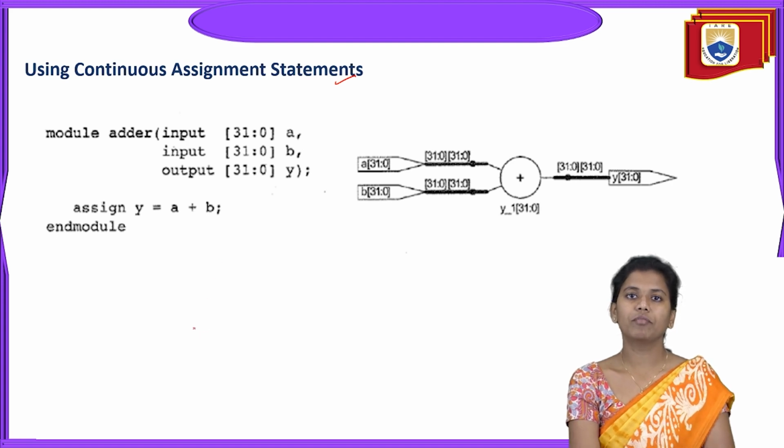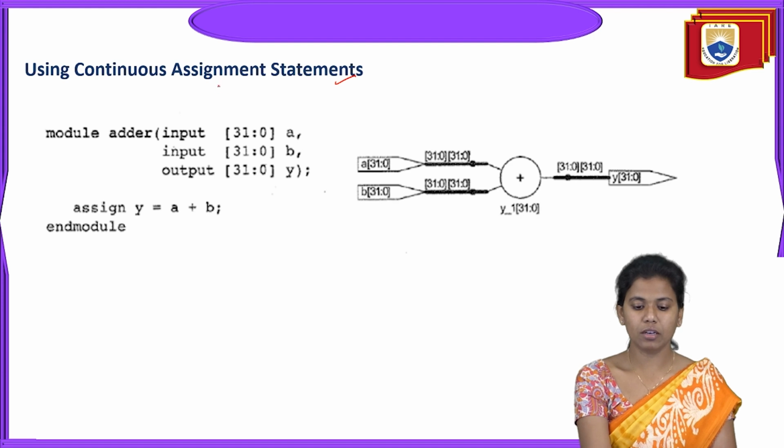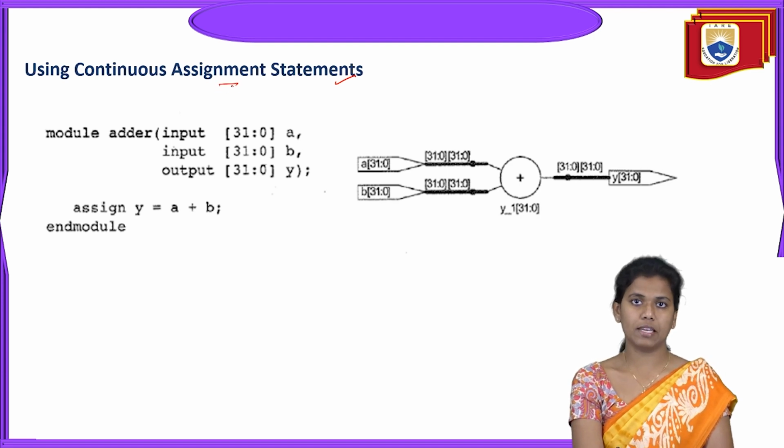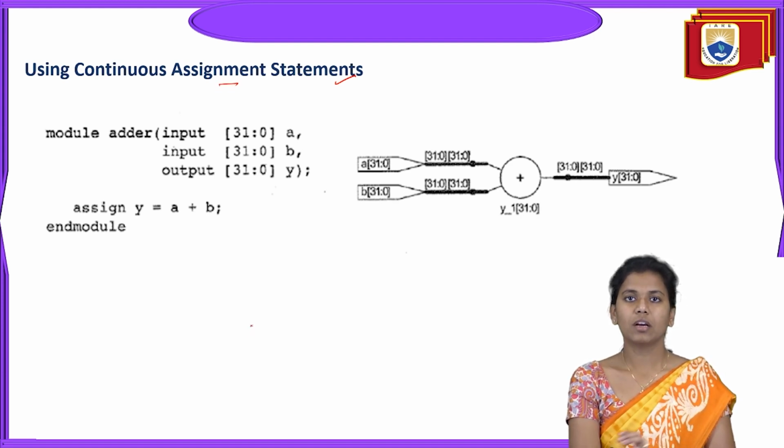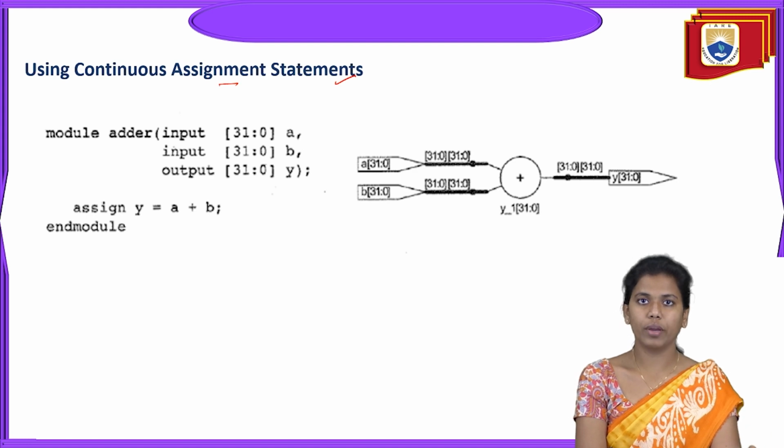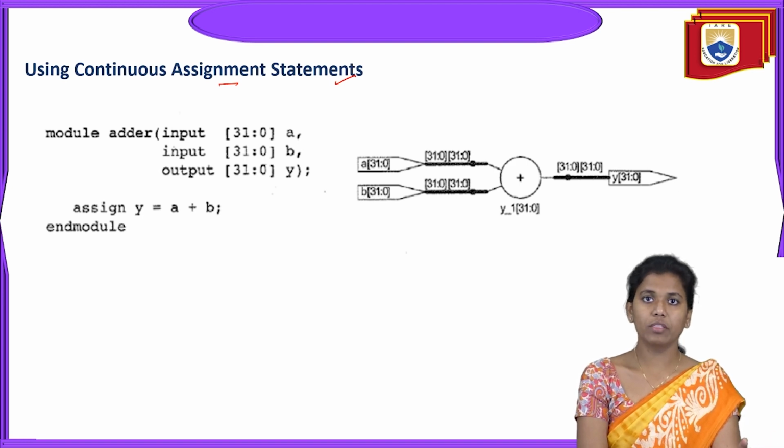Already, we have discussed what a continuous assignment statement is. What is meant by assignment? Assignment is nothing but dumping some values onto a variable. So in Verilog, when you are writing code in the syntax form, we need to assign some values to the variables. This is nothing but the assignment.